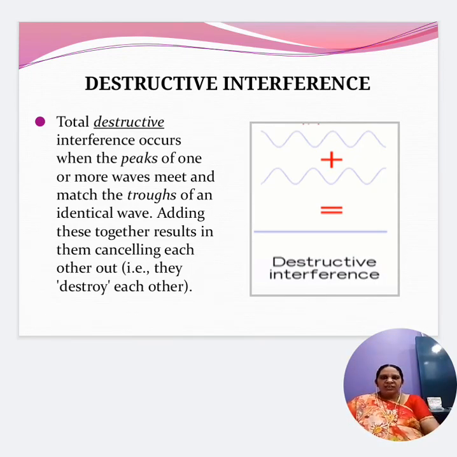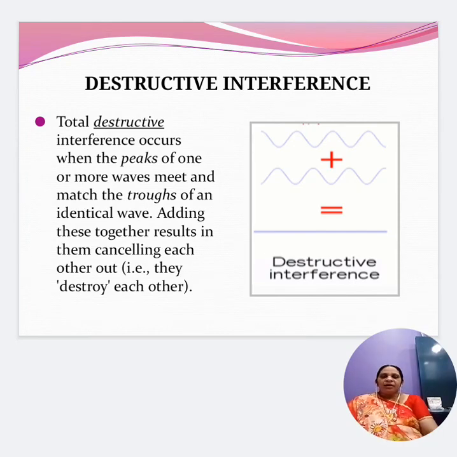Destructive interference occurs when the peaks of one wave meet and match the troughs of an identical wave. The peak is not meeting the peak of the other wave, but it is meeting the trough of the other wave. Adding these together results in them cancelling each other.